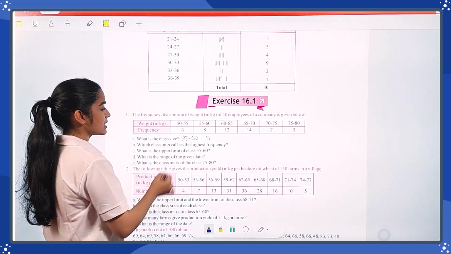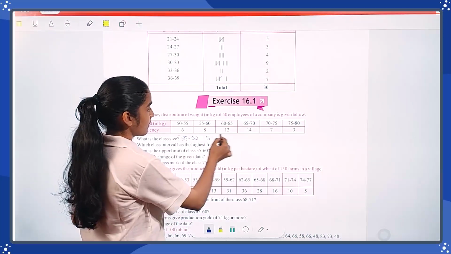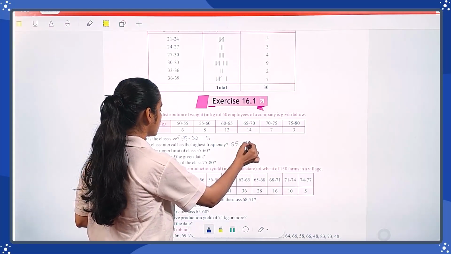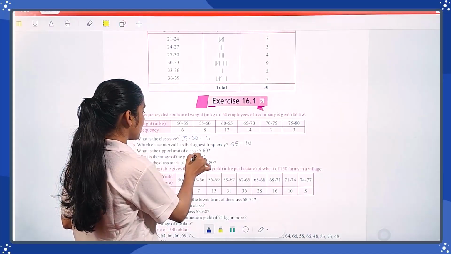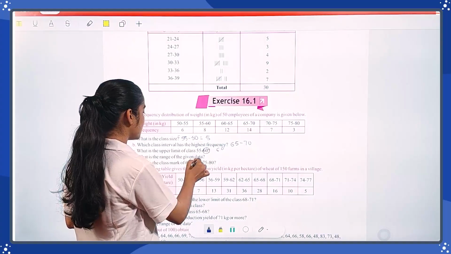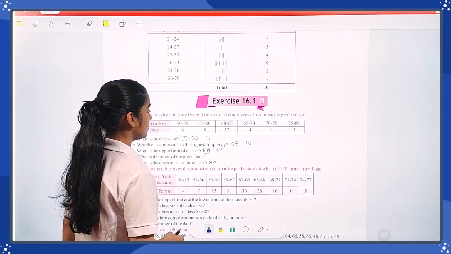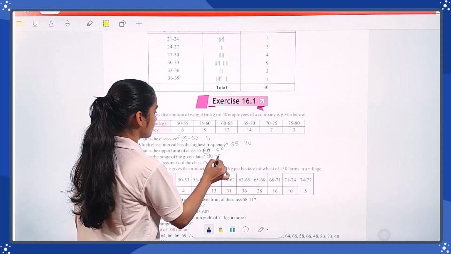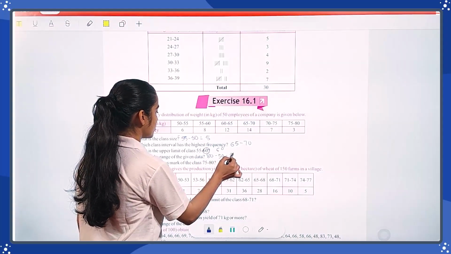Which class interval has the highest frequency? The highest frequency is in the 65 to 70 class interval. What is the upper limit of the class? So 60 is the upper limit. What is the range of the given data? The highest is 80 and the lowest is 50, so the range of the data is 30.